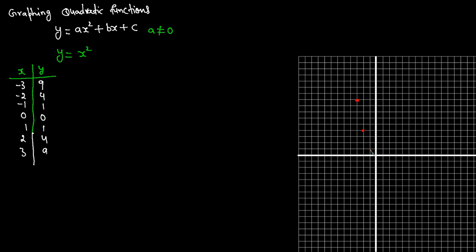So x is 1, y is 1. And then the other side will be just the reflection of the points from the left hand side. Now join all the points. So it will look something like this.